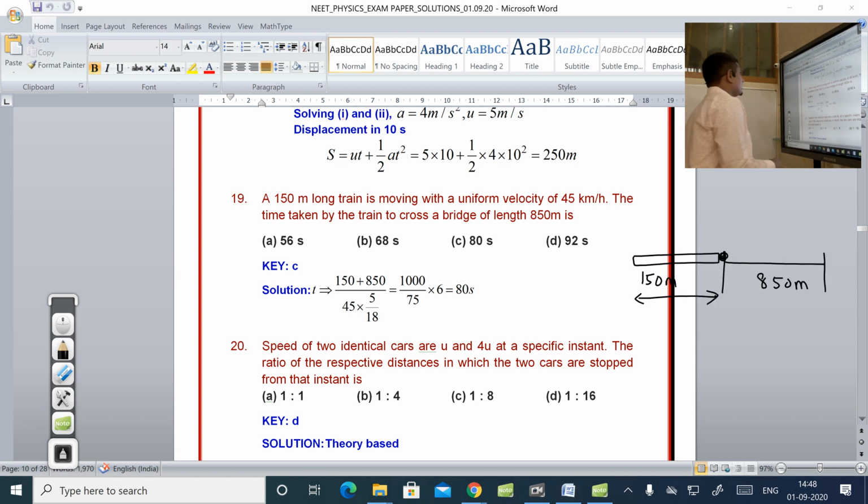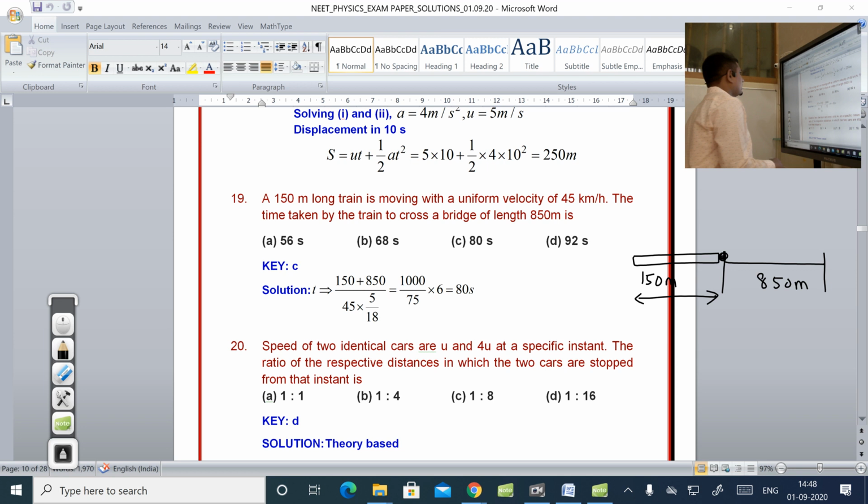So a 150 meter long train is moving with a uniform velocity. So velocity is constant. Velocity is constant means acceleration is anyway 0. Anyway we know v equal to distance or displacement by time. Now the time taken they are asking, time taken equal to distance by velocity. Now we know distance. Now should we write to 850 distance or displacement?